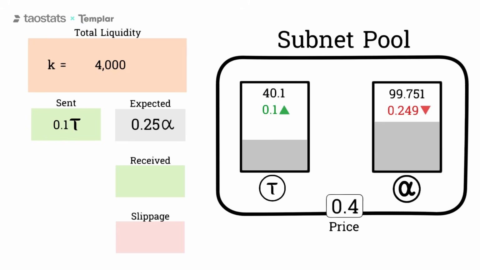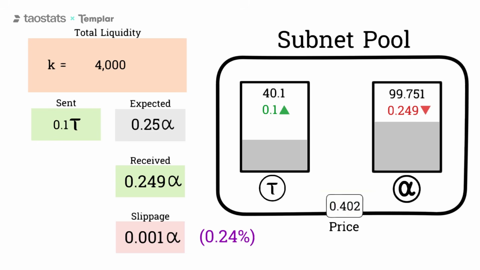So for our 0.1 tau, we'll receive 0.249 alpha, which is a slippage of 0.001 alpha, or 0.24%, a better rate than in the previous example. The new price then becomes 0.402.